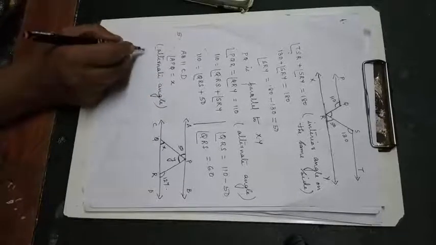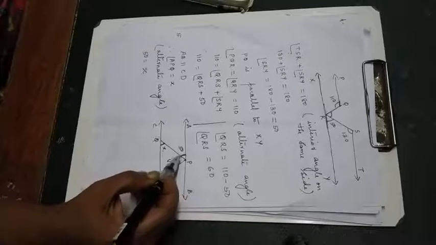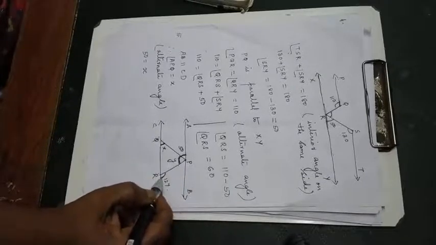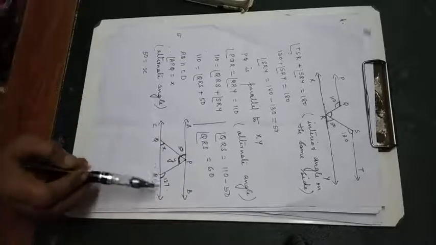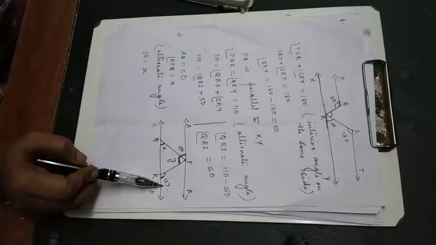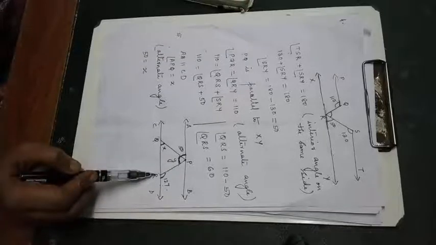So 50 equal to x you will get. Now look at here, as AB is parallel to CD, and PR is a transversal, this bigger angle 50 plus y will be equal to 127. The same reason, alternate angle. Okay, Z shape it is making. So 50 plus y will be equal to 127, as AB is parallel to CD and PR is a transversal.